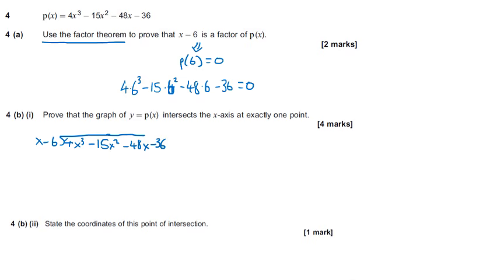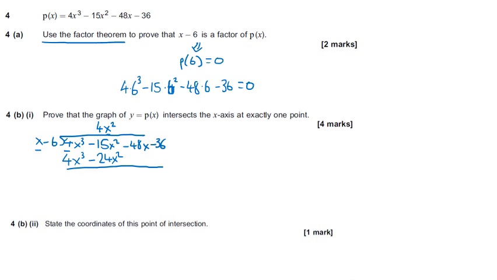So polynomial long division, first of all, how many times does the highest degree term in the divisor go into the highest degree term in the polynomial that's left? And x goes into 4x cubed, it goes in 4x squared times. So then we multiply 4x squared by the divisor. So we get 4x cubed minus 24x squared. And then we subtract one from the other.